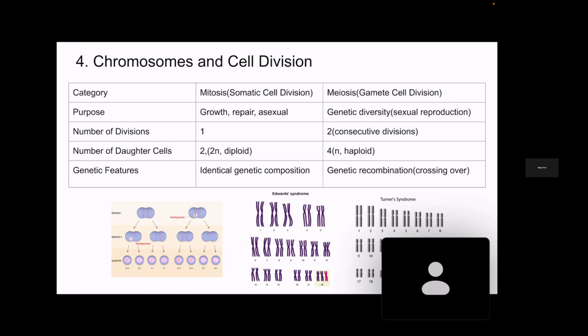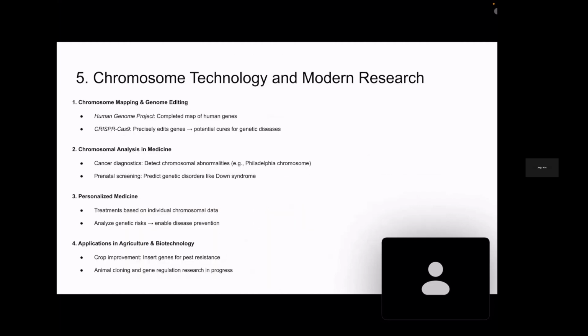Thus, understanding chromosome segregation mechanisms is essential for the treatment of genetic disorders and cancer research. In this last slide, I will explain how chromosome technology impacts modern research. First, genome mapping and tools like CRISPR-Cas9 allow scientists to edit genes with precision.